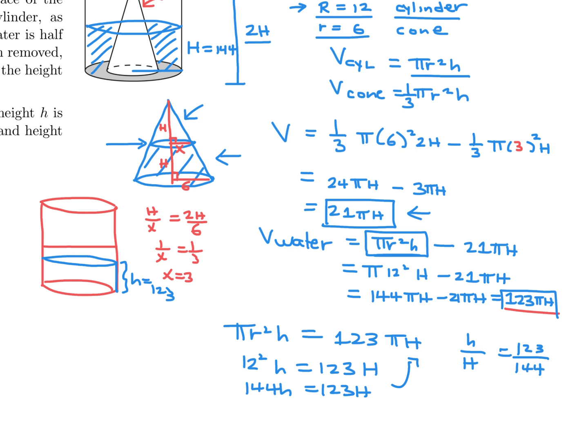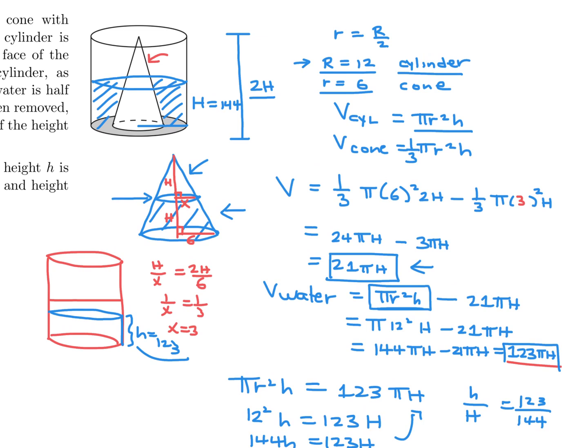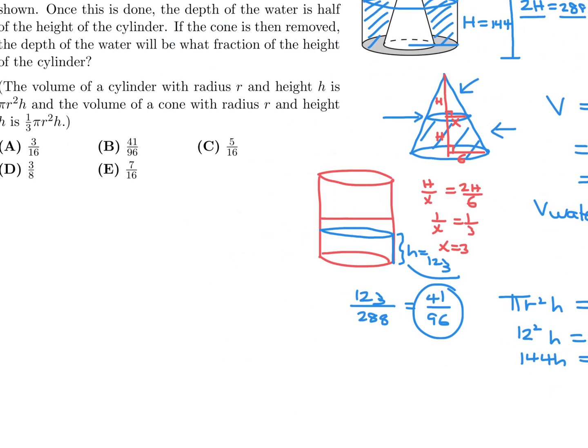Okay, now but what they're asking for, the final step, is how does this compare to the full height? So if h is 144, the full height, which is 2h, would be 288. And therefore that comparison is between the 123, which we just calculated for the small h, over the full height, which is 288. And that is what they're referring to. And in lowest terms, that comes down to 41 over 96. 41 over 96 is the answer, and that is B.